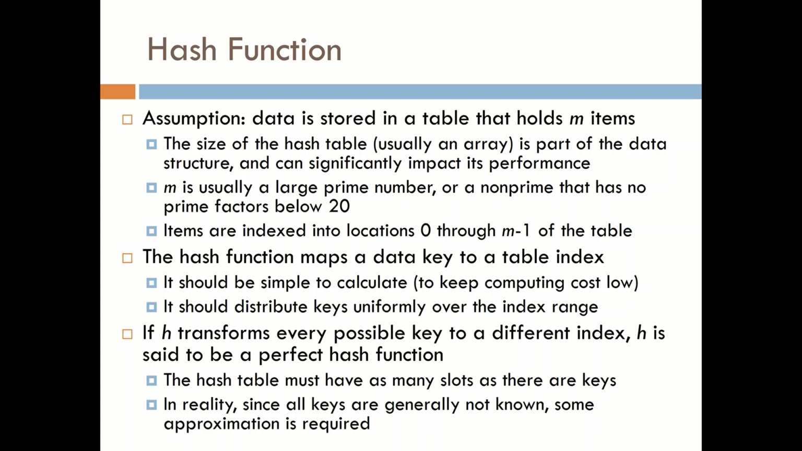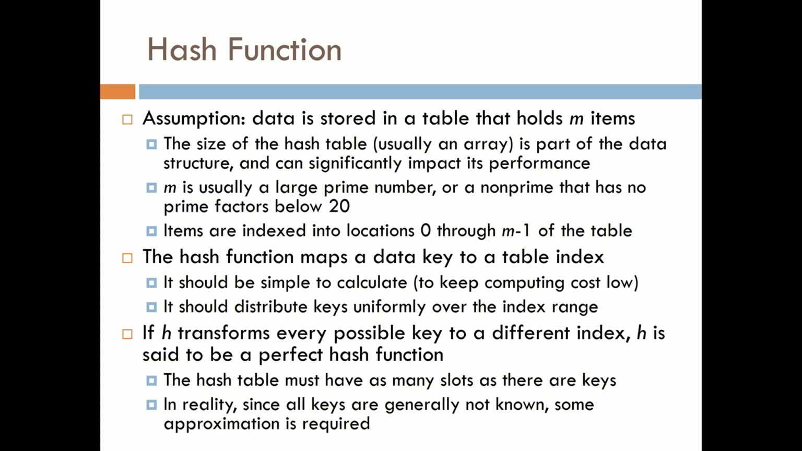Now, the hash function is what maps our data to the particular table index. It should be easy to calculate because you need to do this over and over as you store items into tables. And we're going to see that we will also need it to retrieve items, to delete items, and various other operations. So it should be simple to calculate, but the more important aspect is that it should distribute the keys uniformly over the table's index range.